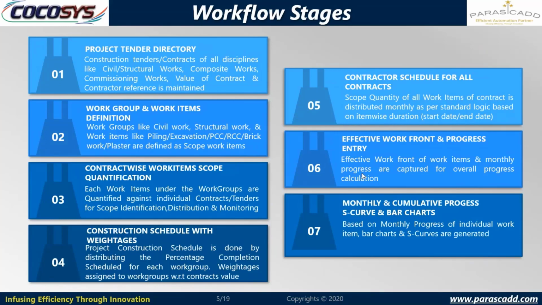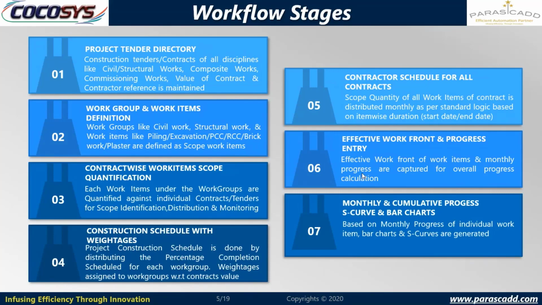Number four, construction schedule with weightages. Project construction schedule is done by distributing the percentage completion schedule for each work group. Weightages are assigned to work groups with respect to contract value.